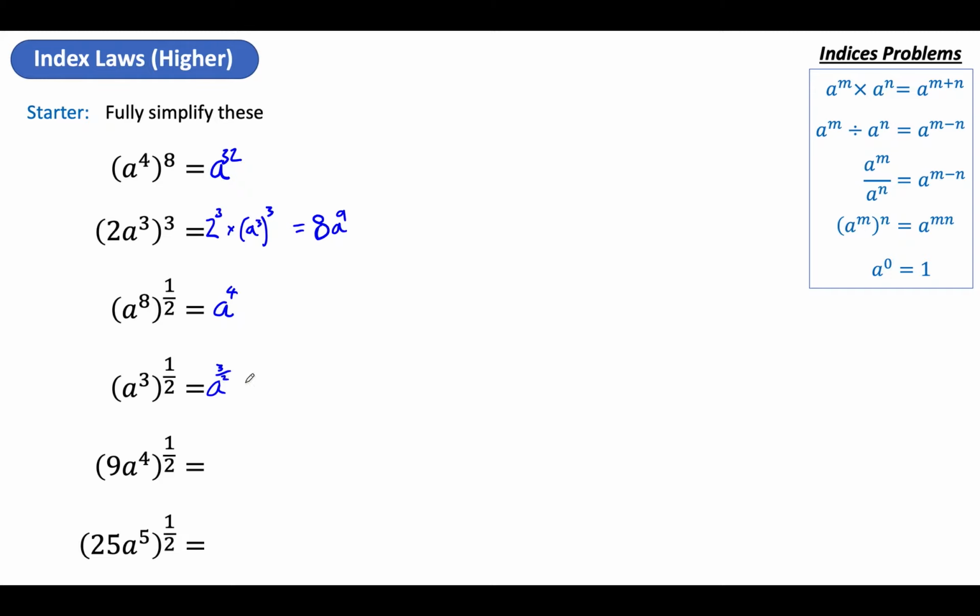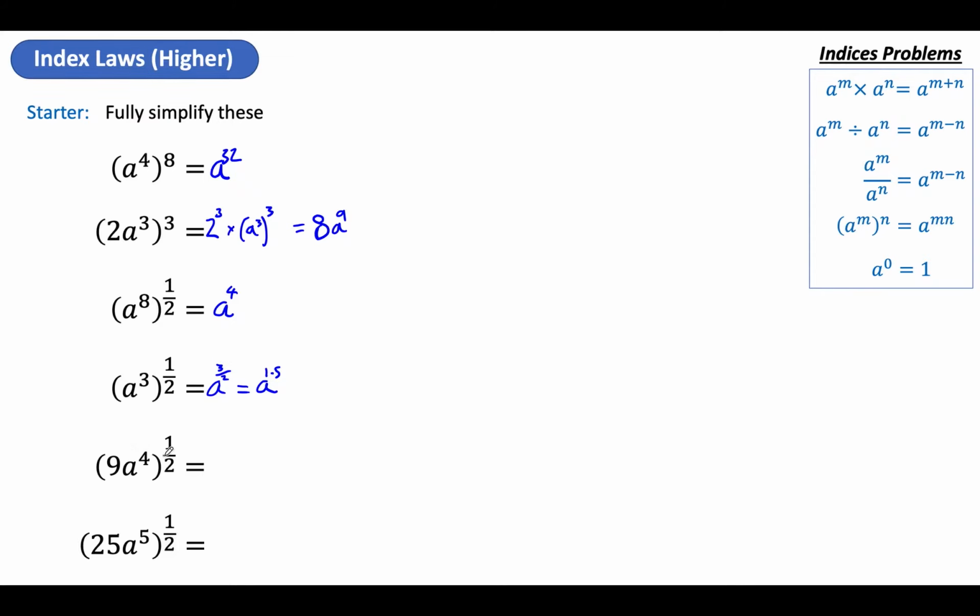And I hope you said it just like that. A to the power of 3 over 2, or of course, you could have written it as a decimal, a to the power of 1.5. But the fraction is more useful, because remember what we did last time, where if there was a negative, we did the reciprocal. The bottom number on the fraction is a root, and the top number is a power.